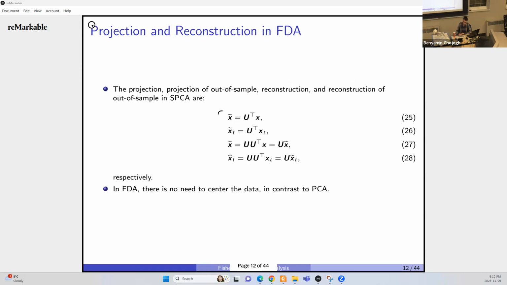And again, we know that FDA is a linear projection. So linear projection of training data and test data, and reconstruction of training data and test data, is as before, right? U transpose X. So far clear? By the way, as you see, in Fisher discriminant analysis we didn't have to subtract the mean. We didn't have to center the data, but in PCA we had to. Do you remember?